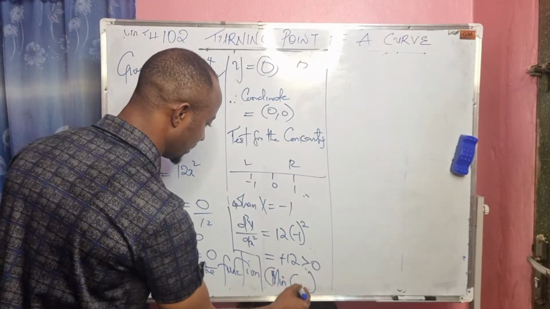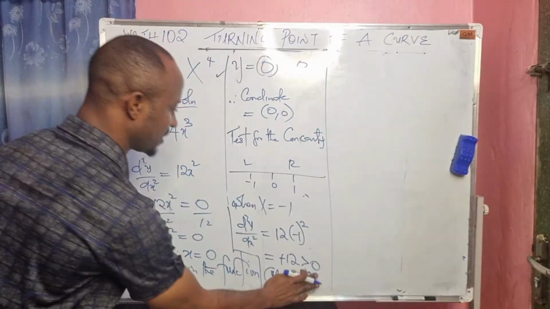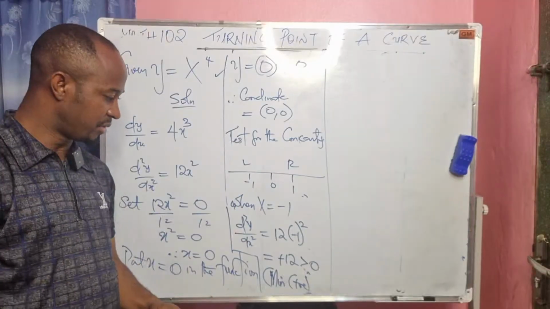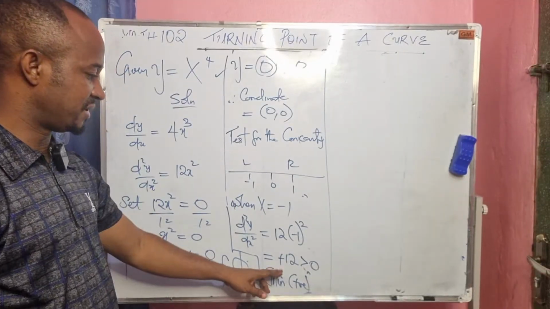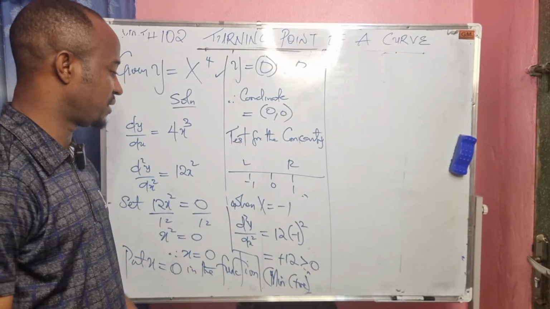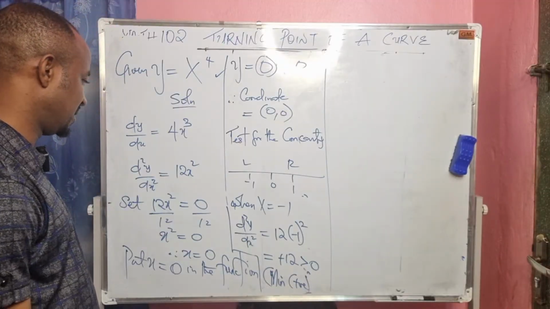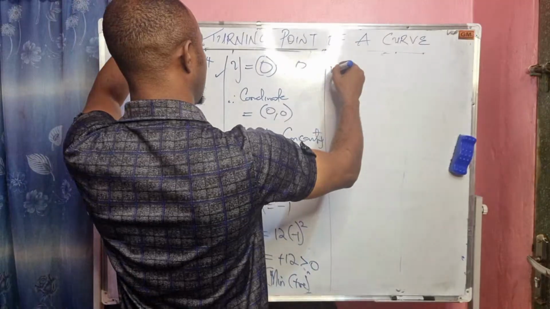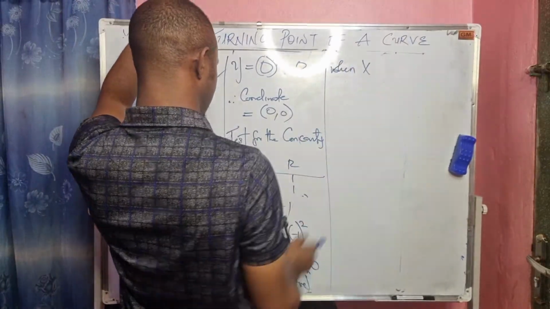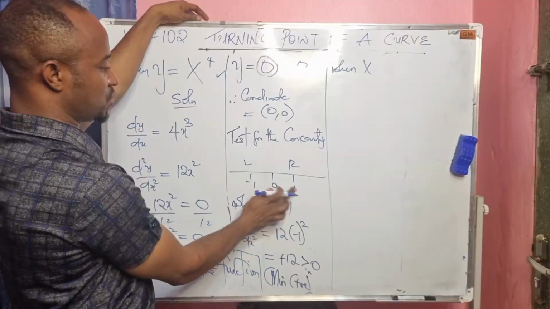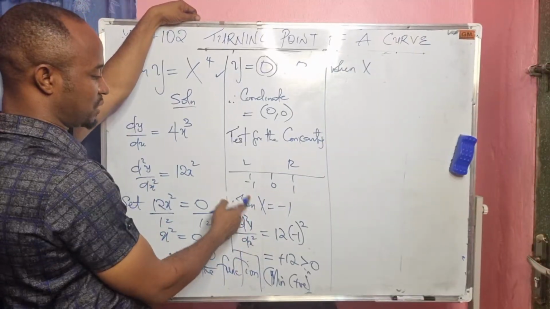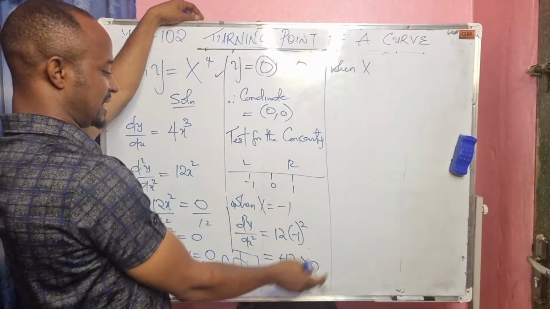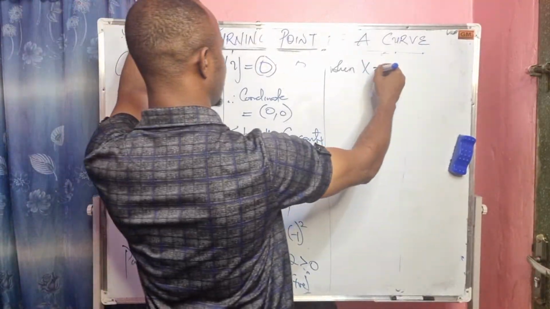Or we say we have a positive sign. Our sign here is positive, so we have a minimum point. 12 is greater than 0, so a minimum turning point occurred here. So when x is to the right, x is 1, and to the left is -1, where we have seen the value is 12. To the right now, when x equals 1.